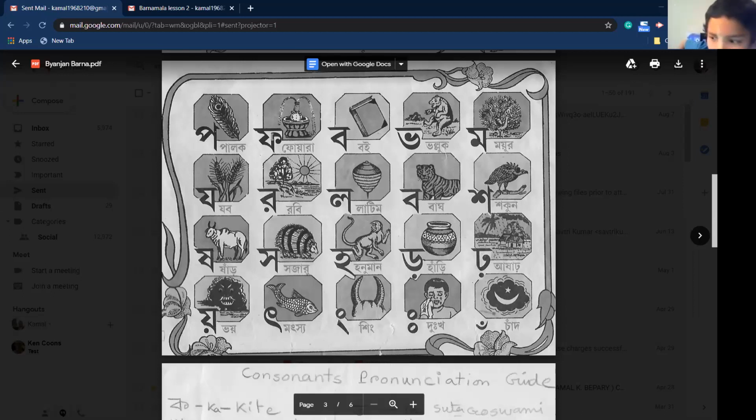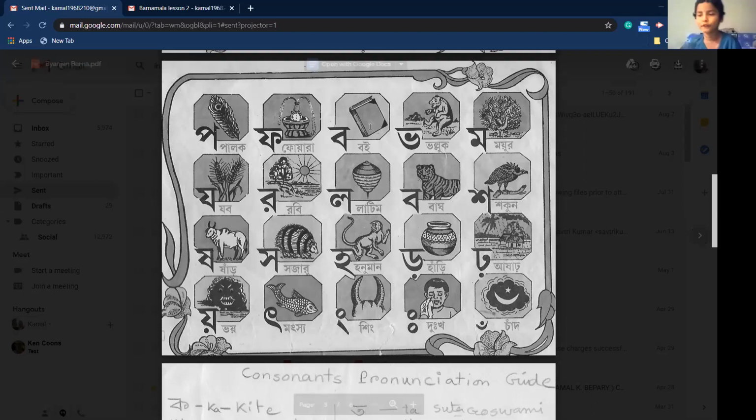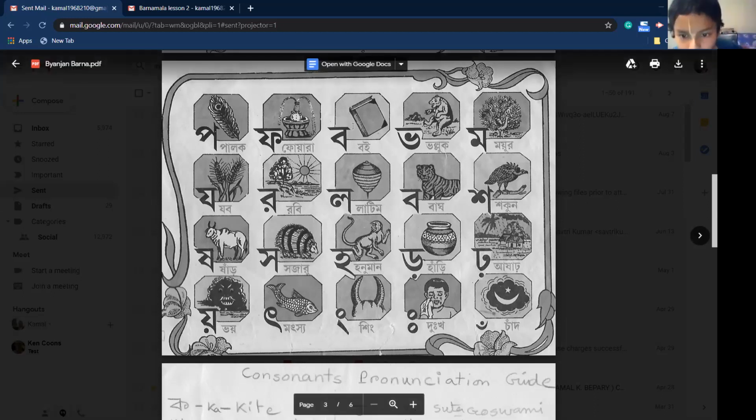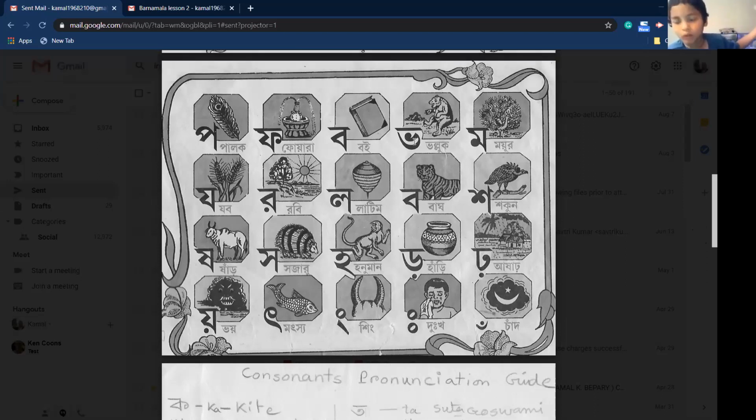Palak. The next one starts with F. Fuara is a fountain, a water fountain. Next one is boy, book. Boy. Bangla for boy. Then Bhalluk. Bear.